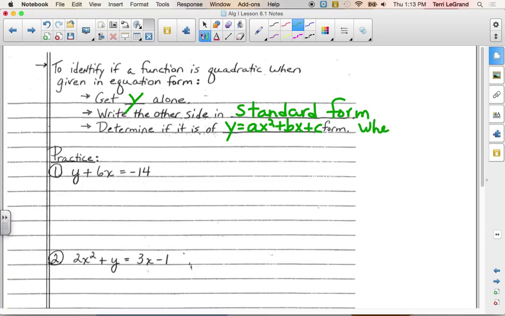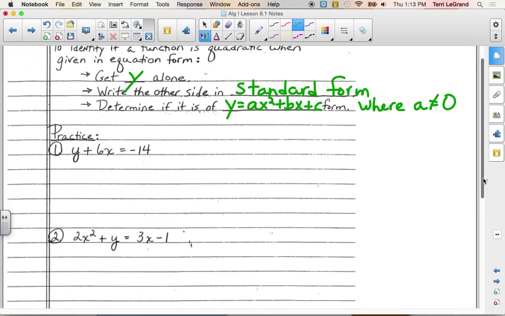Where A does not equal 0. Can A equal 0? No. Can B equal 0? Yes. Can C equal 0? Yes. Just A can't. So how we show work here in the notes, we show work in the homework. Okay?